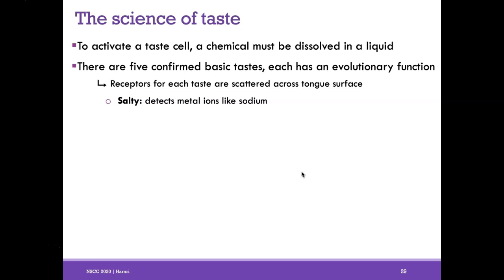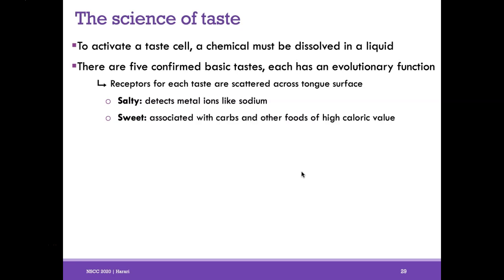This is salt. And this is very important for our physiology because we need to have the right electrolyte balance and the right blood pressure, right? So blood pressure is tied to the right balance of sodium in our blood. So we need to crave salt. Animals do crave salt and look out for salt so we can have the right electrolyte balance.